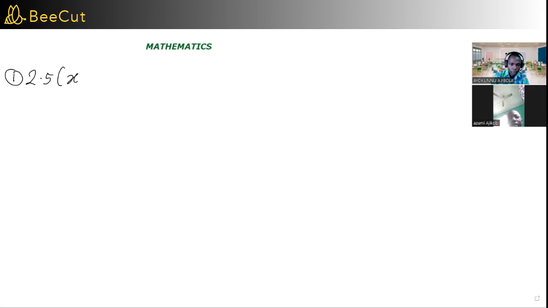Yes. So 2.5 into x plus 5, then the bracket is closed, equal to 7.5x minus 0.5. So looking at this question, what do you think is the first step to take?